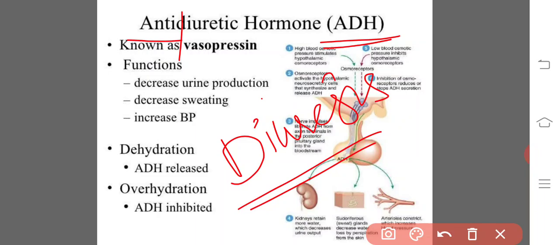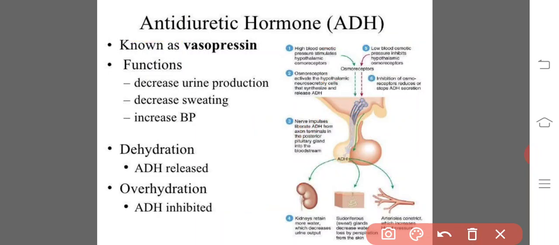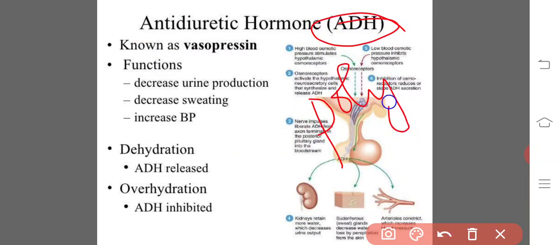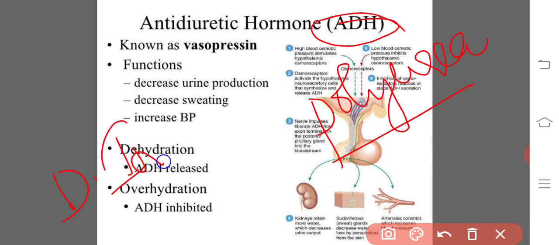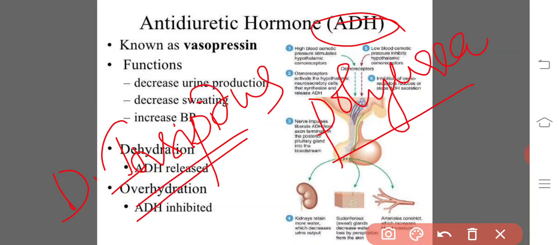Whenever there is a scarcity or lack of ADH, that leads to polyuria. It is also known as diabetes insipidus, a polyuric condition. Usually, healthy individuals excrete 1.8 liters of urine. Instead of that, more than 3 or more than 5 liters of urine will be excreted out due to the deficiency of the ADH.